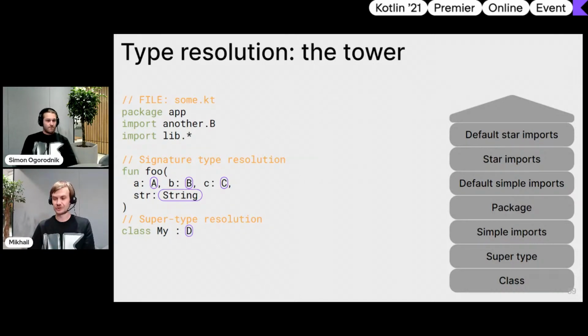How the tower works. When we want to resolve some name, we start from the lowest level of the tower. At this level, we search for this particular name, and if we find exactly one candidate with this name, then the resolve is successful. If we find no candidates, then we should go one level up. If we find two or more candidates, it's ambiguity, so an error.